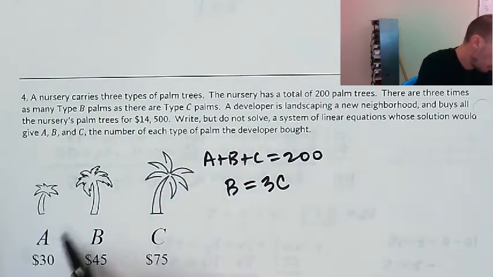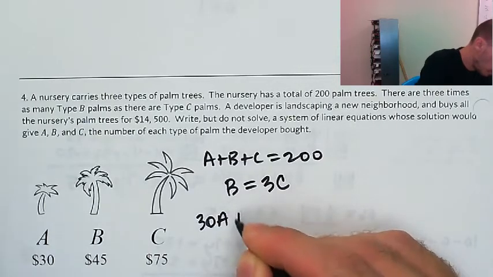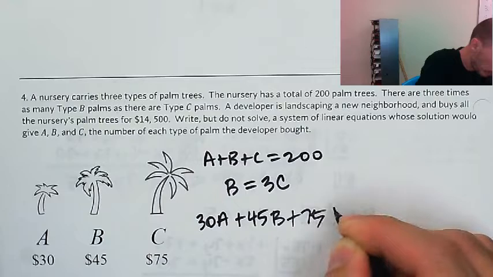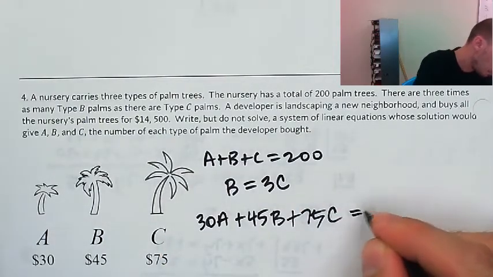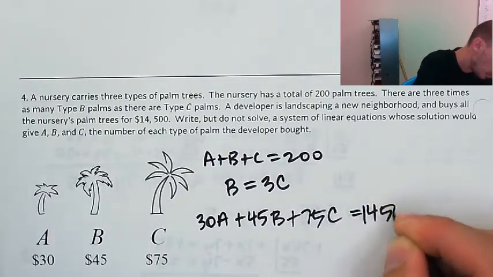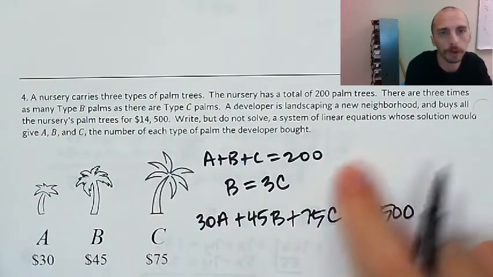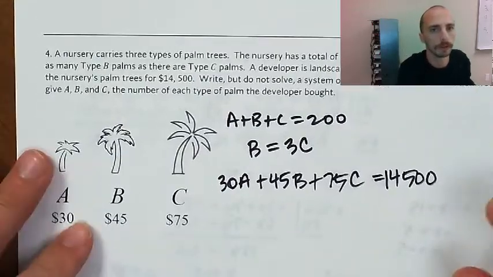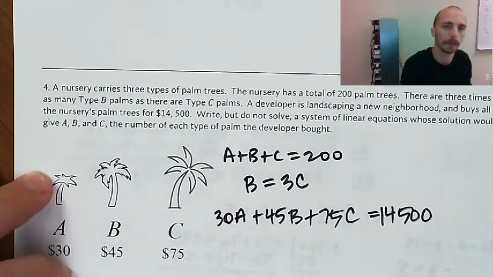And if you bought all of them at these prices, so 30 times the number of A's you bought plus 45 times the number of B's you bought plus 75 times the number of C's you bought and the total amount you spent, that would be $14,500. Okay, and that's going to be my 3x3 system that we could solve if we needed to, but it said don't solve, so don't solve it when it says not to, because in general, you just make up numbers of these, it's not going to come back well, like I said before.